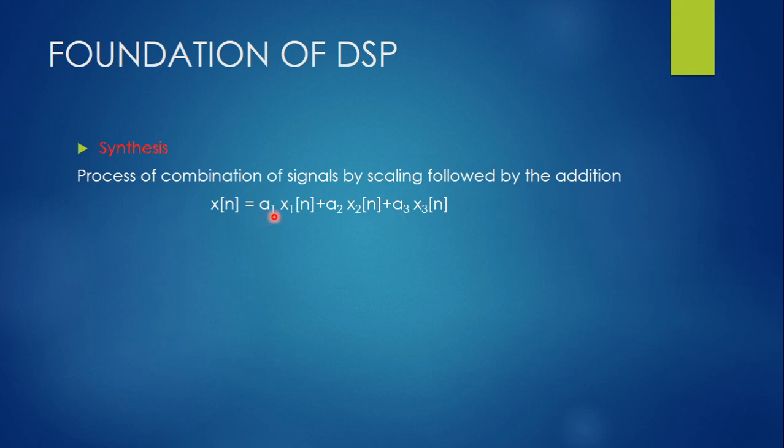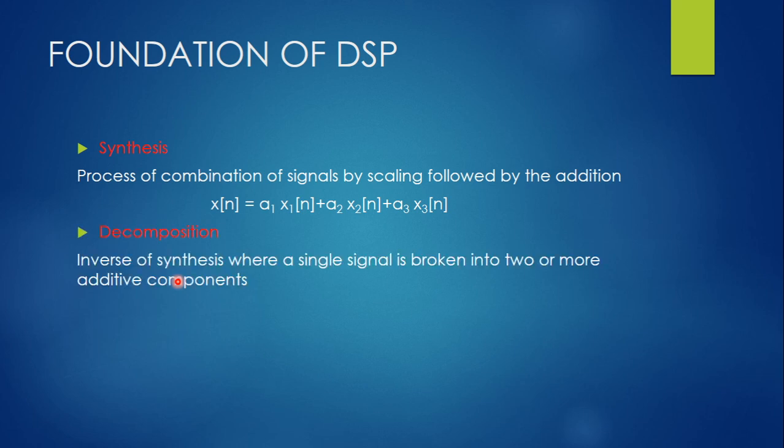After these scalings, these are added to give the signal x[n]. This is known as the synthesis. Just the reverse of that is the decomposition, where a signal is broken into two or more additive components, like this. If we have x[n], it is decomposed into x1, x2 and x3. This is known as the decomposition.